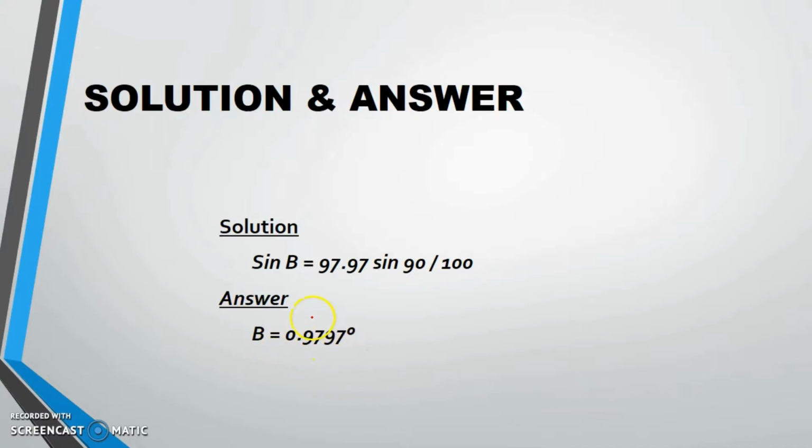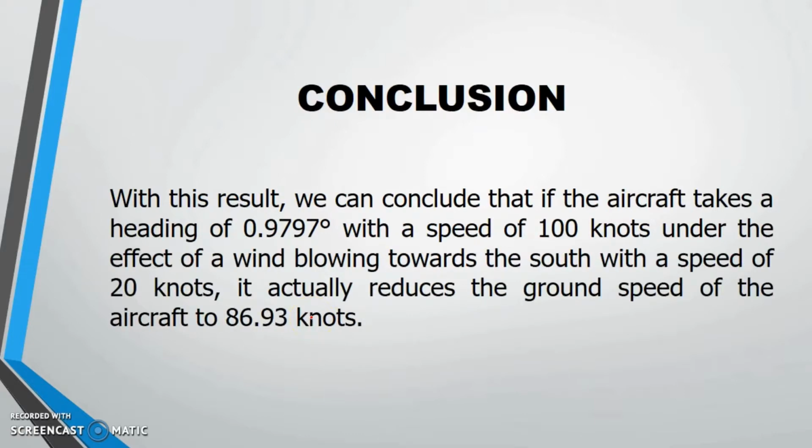So B is equal to 0.9797 degrees. With this result, we can conclude that if the aircraft takes a heading of 0.9797 degrees with a speed of 100 knots under the effect of a wind blowing towards the south with a speed of 20 knots, it actually reduces the ground speed of the aircraft to 86.93 knots. That is the example of how trigonometry applies in flight engineering. I hope you have learned something about how flight engineering is related to trigonometry. Thank you and God bless.